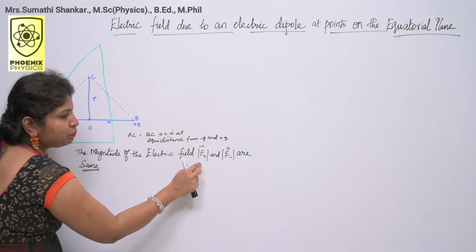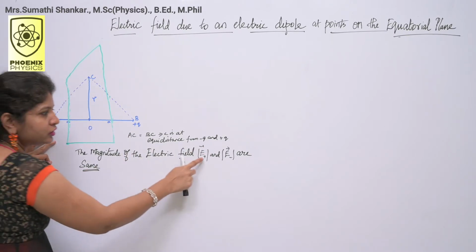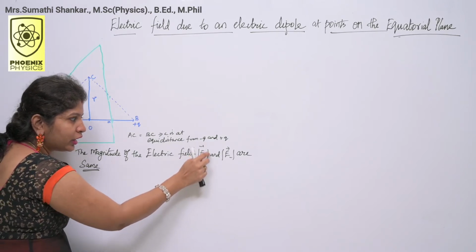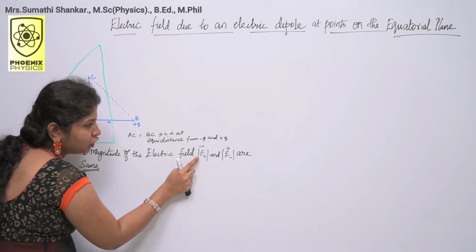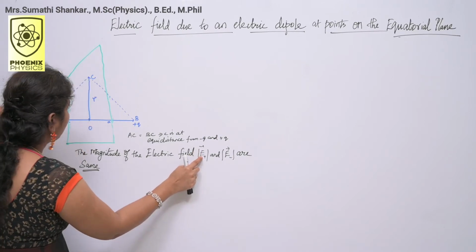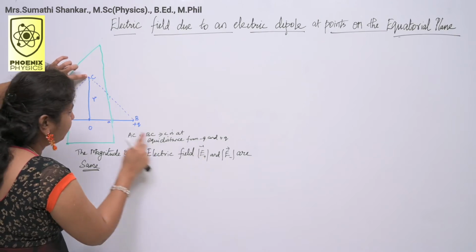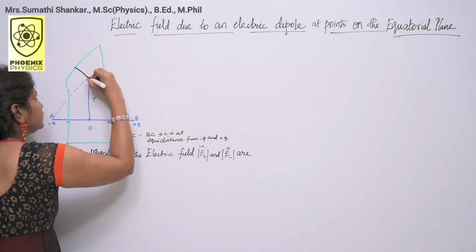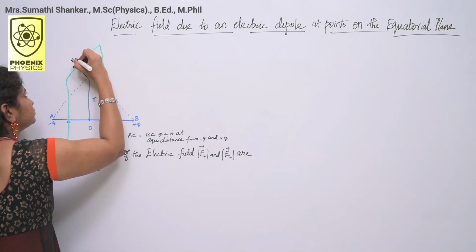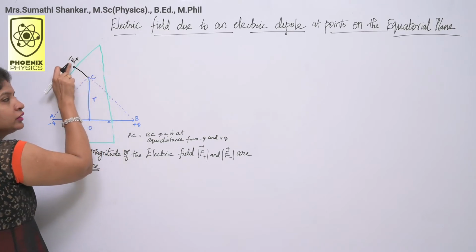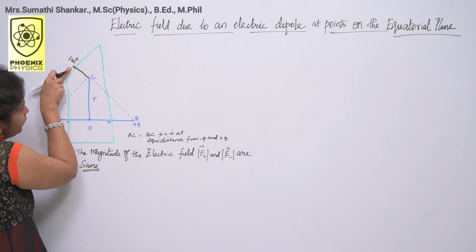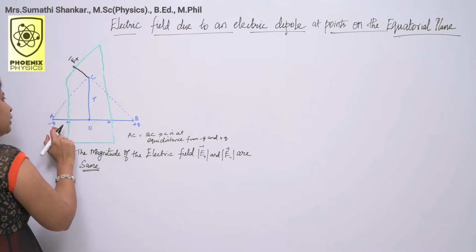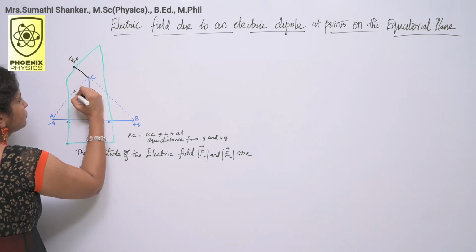How do you find out E plus magnitude? What is this E plus? This is nothing but the magnitude, because I have put the modulus symbol, the magnitude of electric field at point C due to plus Q charge. So how do you mark this electric field? Like this. This is E plus. This is a vector quantity because it has direction. This will give scalar value. Electric field due to minus Q charge is E minus.